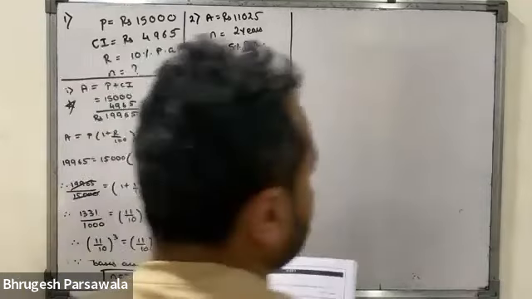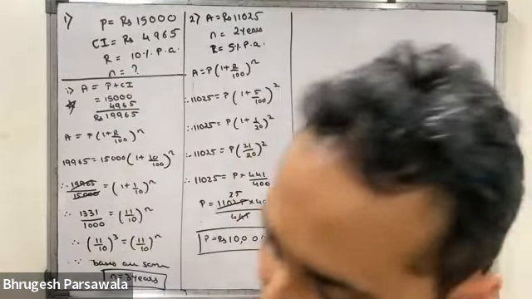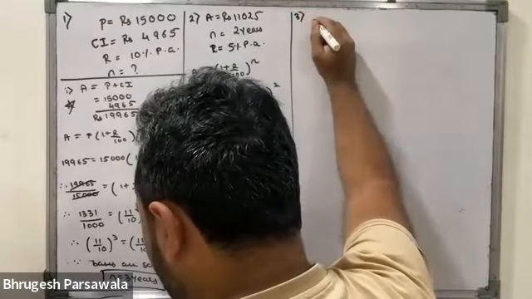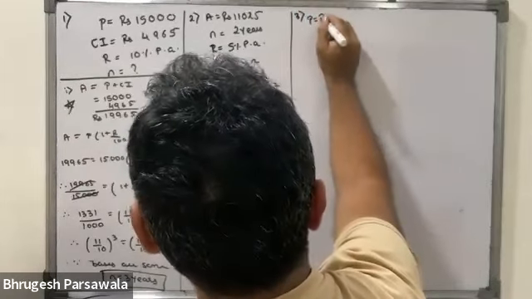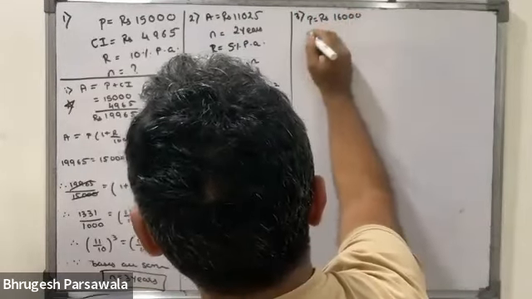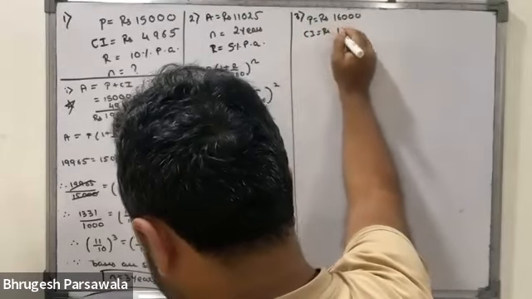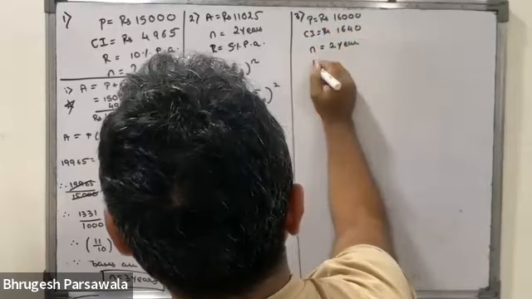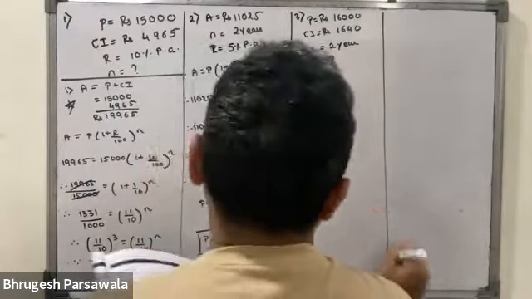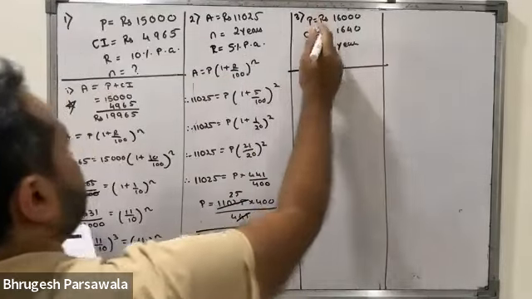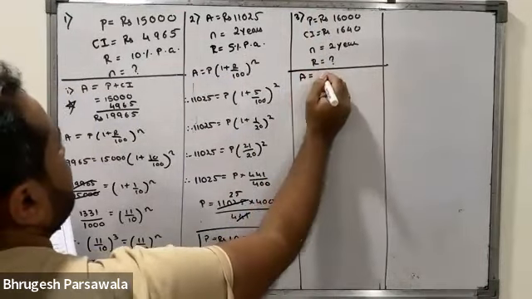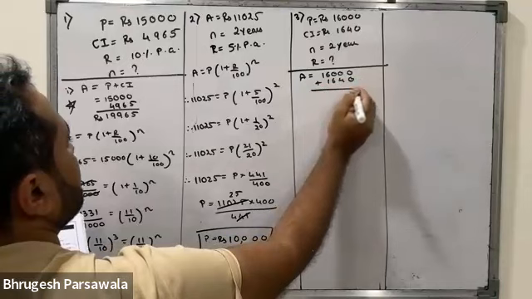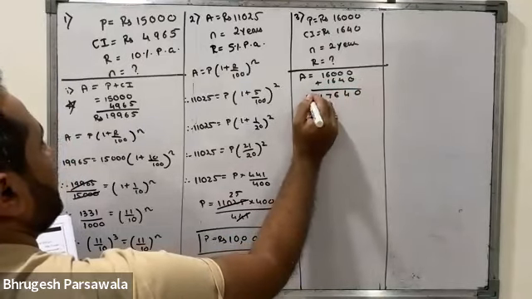Please go through the calculation. Beta, these sums are simple, there is only a little issue in the calculation. A sum of rupees 16,000 yields rupees 1640 as interest in 2 years. Find the rate. It is almost on the same line, beta. Whenever principal and CI are given, add them to get the amount. 16,000 plus 1640, add both and you get the amount.